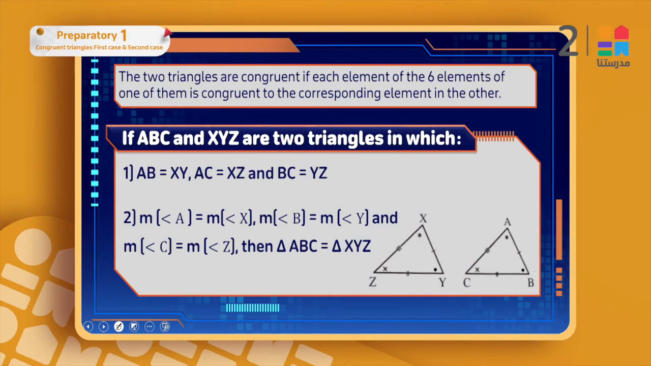We get 3 congruent sides. Then let's talk about the angles. The measurement of angle A is equal to the measurement of angle X. The measurement of angle B is equal to the measurement of angle Y, and the measurement of angle C is equal to the measurement of angle Z. Then triangle ABC is congruent to triangle XYZ, they are congruent.